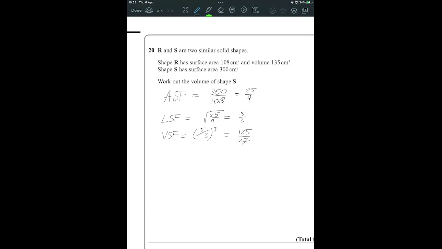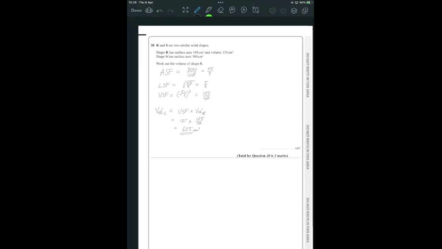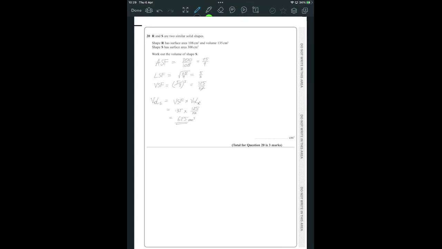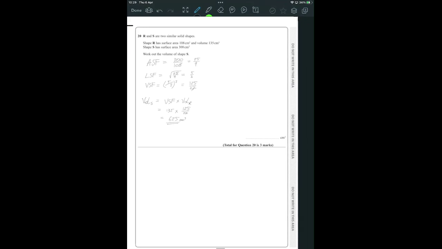And finally, let's actually do the calculation. So the volume of S is the volume scale factor times the volume of R. 135 times 125 over 27. Type that into our calculator. 125 over 27 gives me an answer of 625. Good sign that it was a whole number. Okay, it doesn't have to be, but it's always positive when it is. It was also exact, the question didn't tell us to round, another good sign.